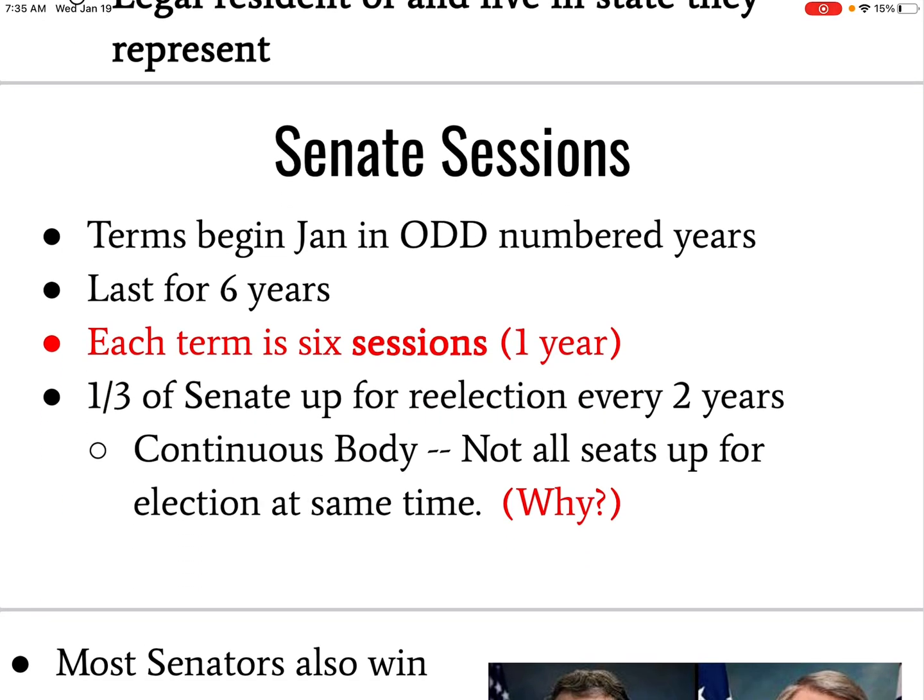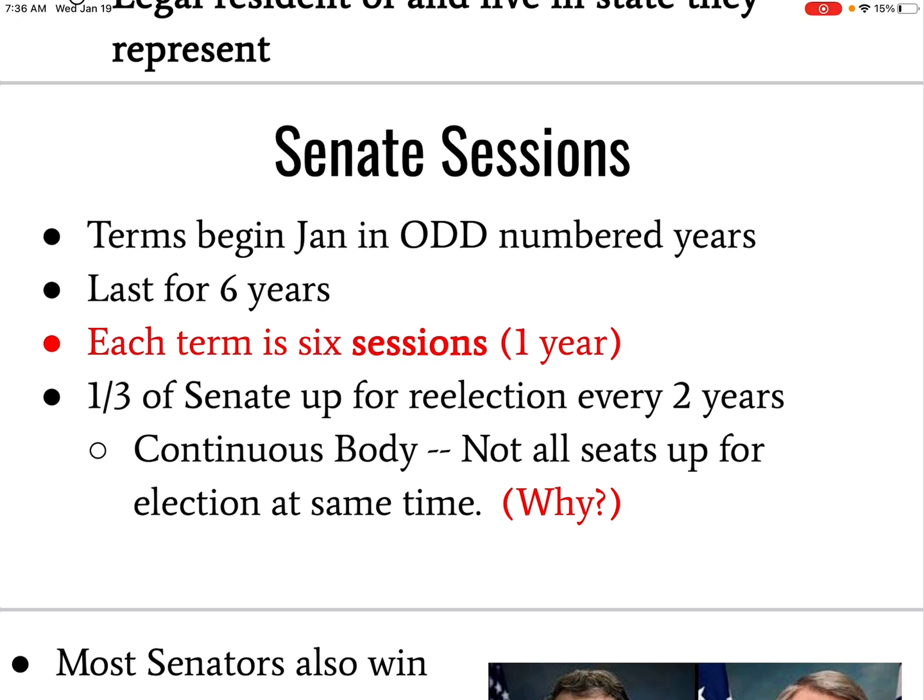Senate sessions begin in January of odd-numbered years. That's because we have elections in even-numbered years. So 2020 was our last election, but people didn't take office until January of 2021. You are in the Senate for 6 years, because it is made up of 6 one-year sessions. So you're a senator for 6 years.